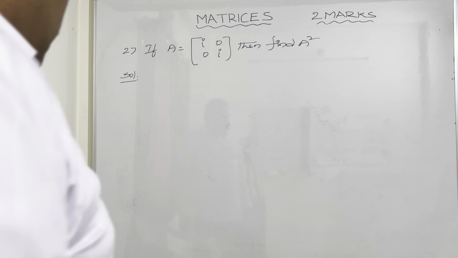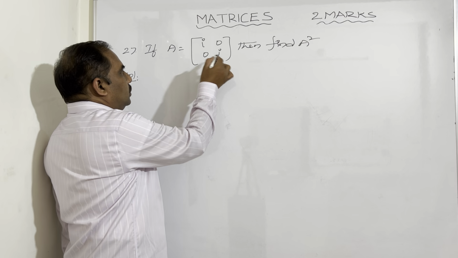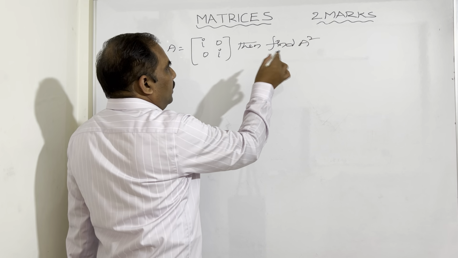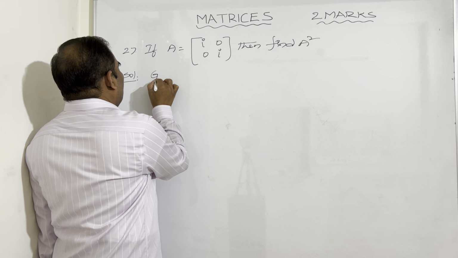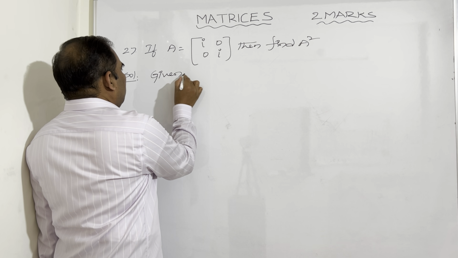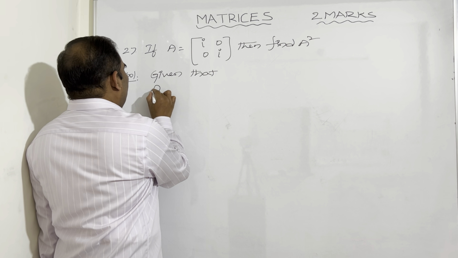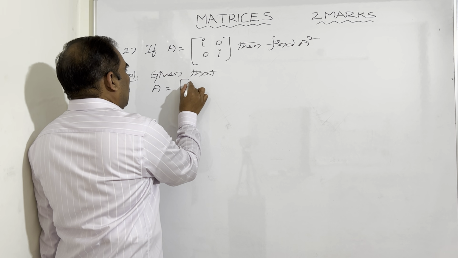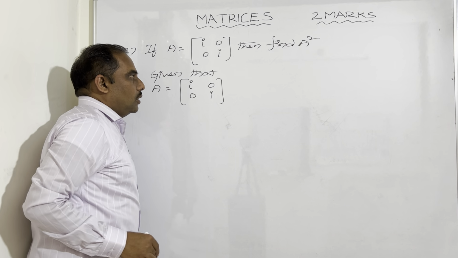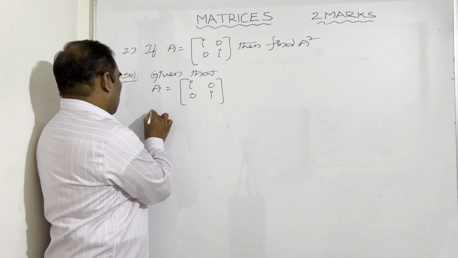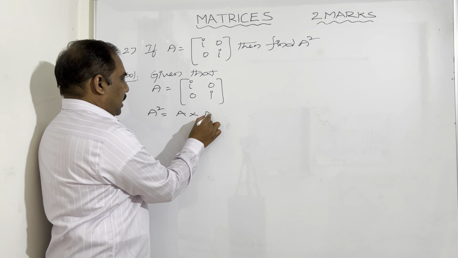The next question is, if A is equal to [[i, 0], [0, i]], then find A square. This is also a very important problem given many times in the examinations. Given that matrix A is equal to [[i, 0], [0, i]], now we have to find A square. A square is nothing but matrix A into A.